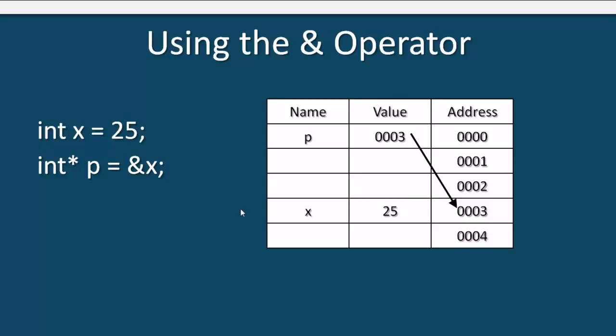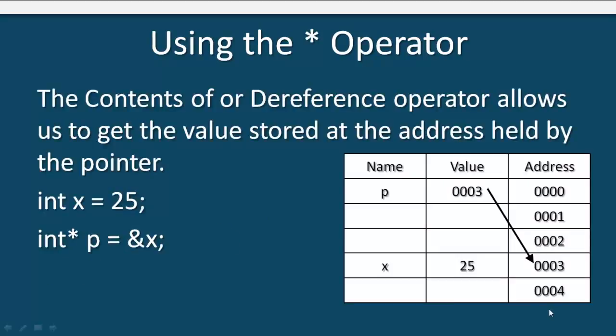Now, if we were to do a cout operation, so if we wanted to print out the value of P to the console, remember that P actually holds an address. So what you would see is this value 0003 being outputted to the console. And that's pretty much what's going on with the address of operator. It's just retrieving the address of some particular variable.